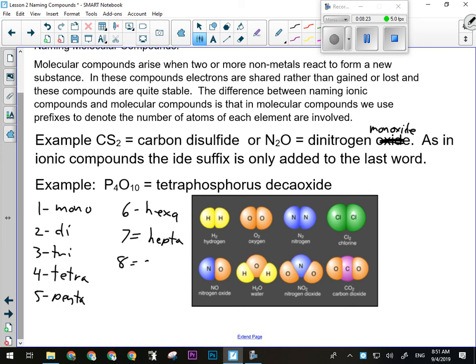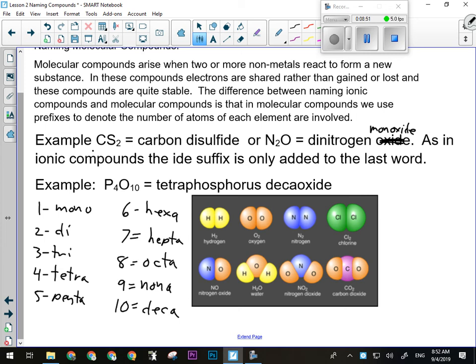8 is octa. 9 is nona. 10 is deca, and we won't have to go beyond that. Those would be your prefixes. Very rarely do you ever use anything over 5. But we've got one example here where we would. In this one we've got P4O10. So that's tetraphosphorus, because tetra is the prefix for 4, decaoxide.